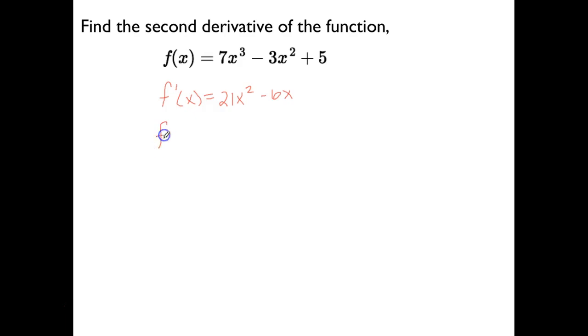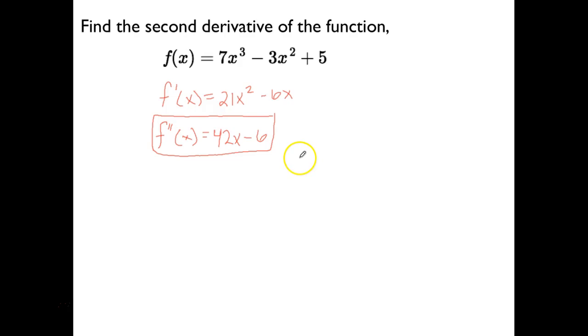And I bet you can't guess how we're going to denote the second derivative. We're going to put 2 primes. Yeah, f double prime equals. Take the derivative again of each one of these terms, one by one, right? So that's going to be 42x minus 6. It said find the second derivative, and that is it.